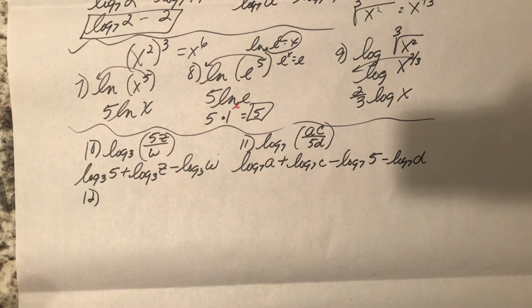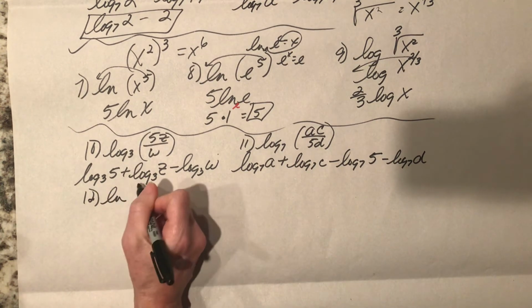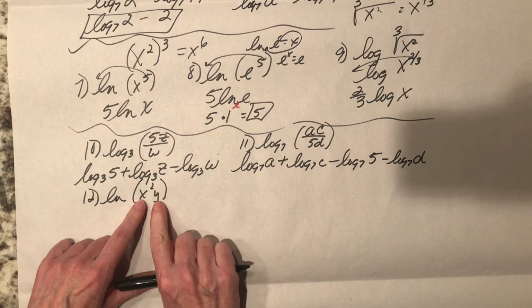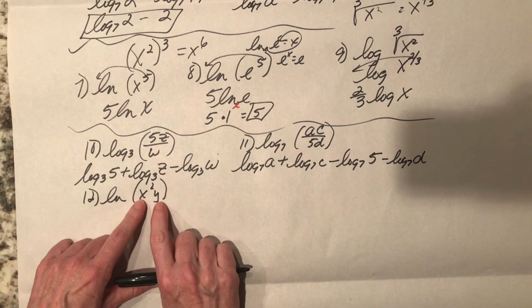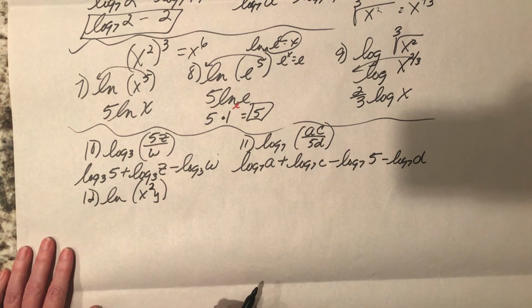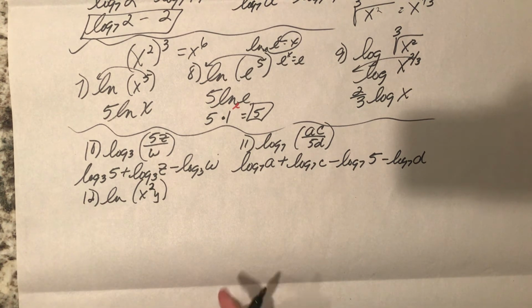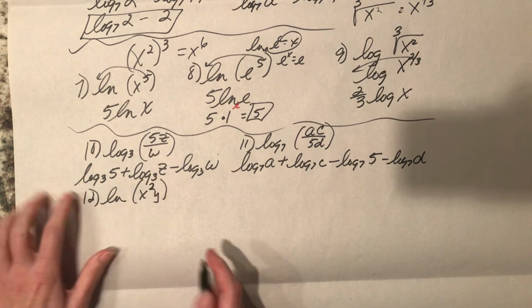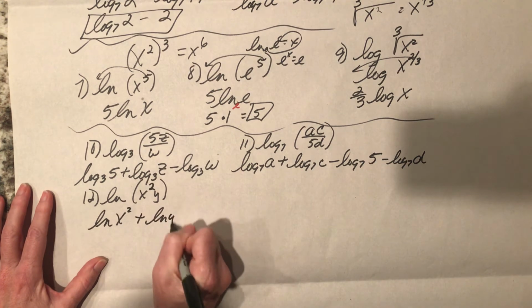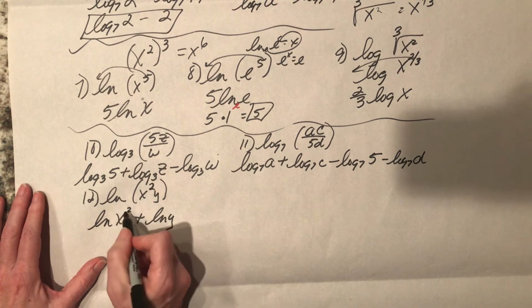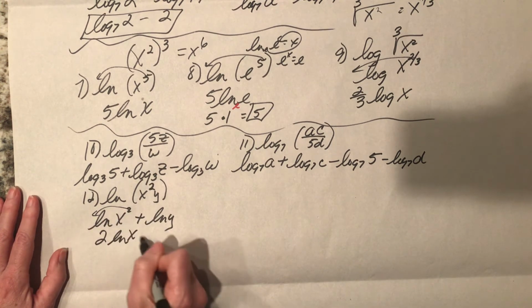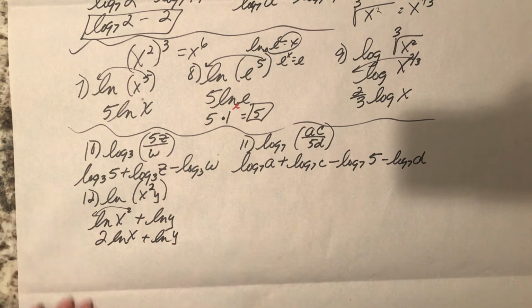Number 12, natural log of x squared y. Okay, this is going to involve some multiplication, so we'll be adding these two. And then this is a power right here, so we're going to sling that 2 in front. So I think it's easiest probably to go ahead and separate out the two products. So natural log of x squared plus the natural log of y. And then this power needs to be brought out in front. So we've got 2 times the natural log of x plus the natural log of y.